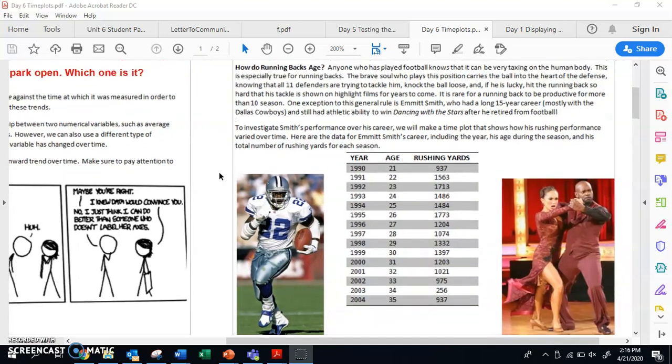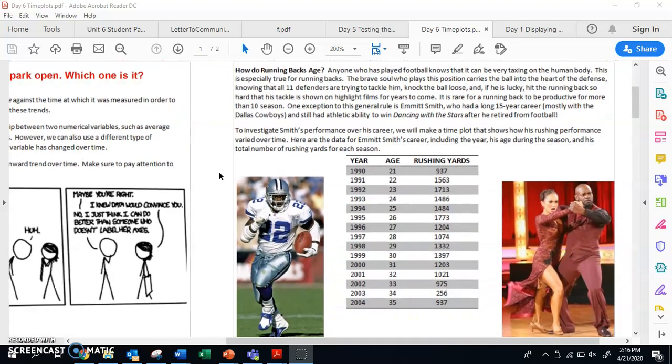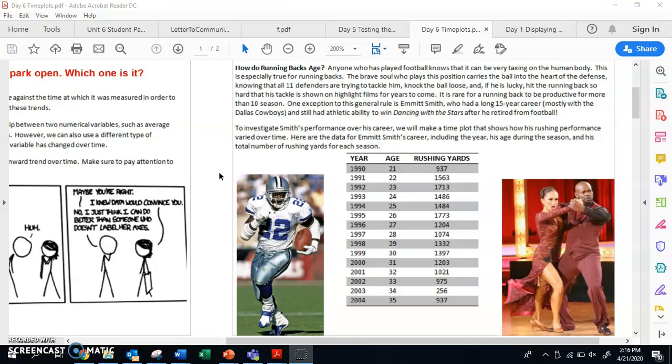So the first example we're going to be looking at is Emmitt Smith. So how do running backs age? Typically, running backs don't last more than about 10 years. But Emmitt Smith was actually an exception to this. He lasted a solid 15 years before he retired. And so what we have here is his age, or the year he played, and his rushing yards for each of those seasons.